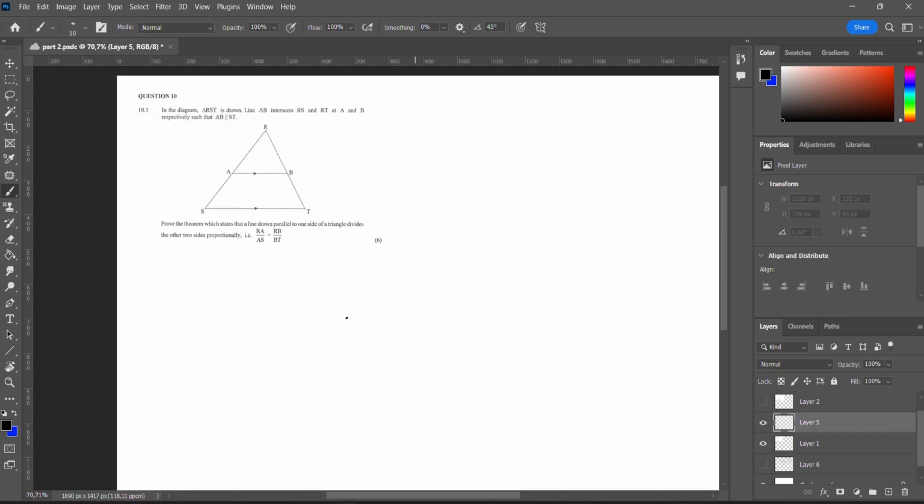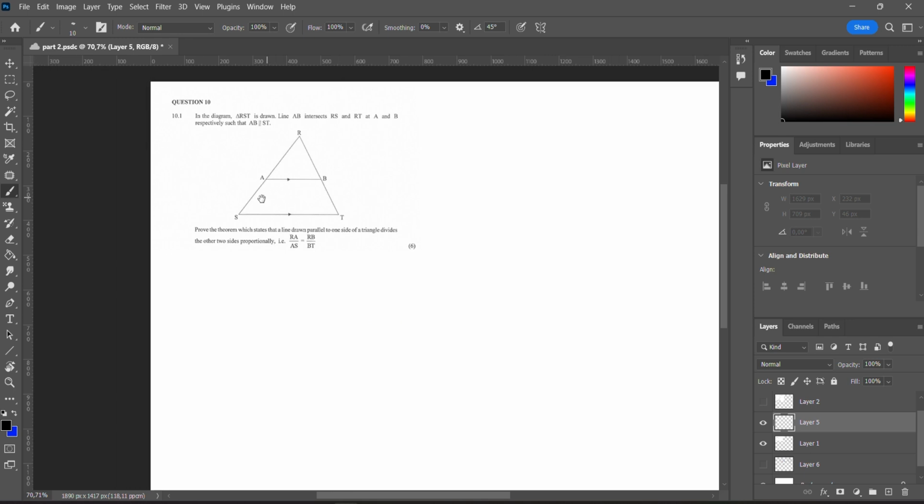So the first question we're going to do is this. So this is proving similarity. So the similarity, proportional triangle theorem, or similarity theorem, is that if two triangles are similar, then their sides are going to be proportional. Thus this is it. And it's really easy to explain.